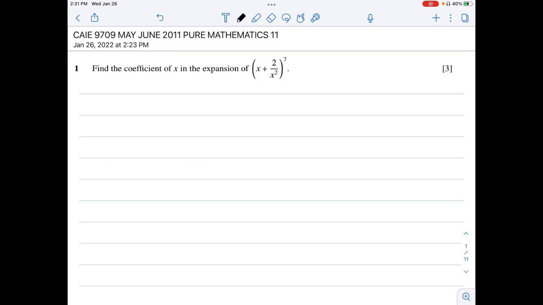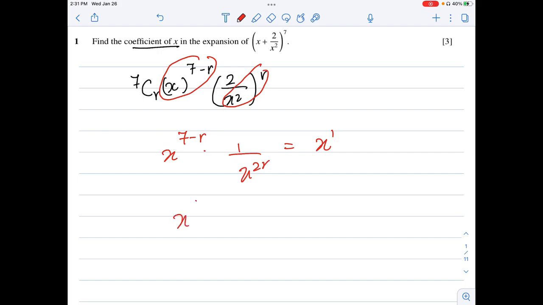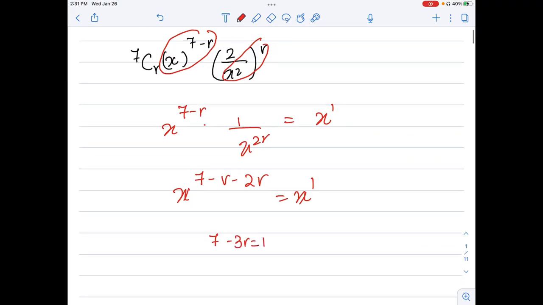We shall try to solve all the questions. Find the coefficient of x. I write the general term, 7Cr, x to the power of 7 minus r, times 2 upon x squared whole to the power of r. I want the coefficient of x, so x power 7 minus r, 1 upon x power 2r, is equal to x power 1. So 7 minus r minus 2r is equal to 1. The x cancels. 7 minus 3r equals 1, 3r equals 6, so r is equal to 2.